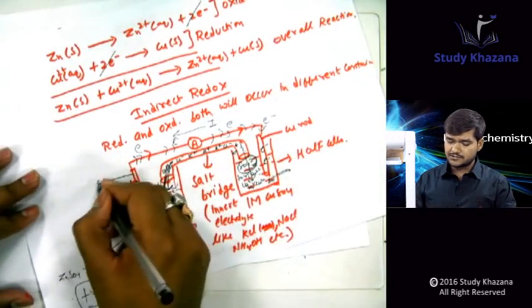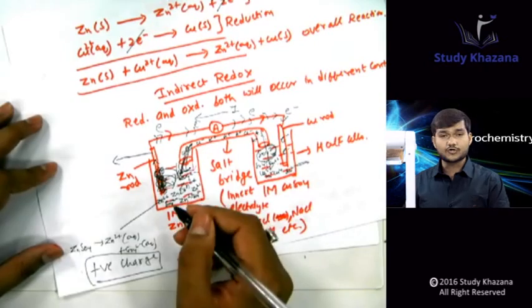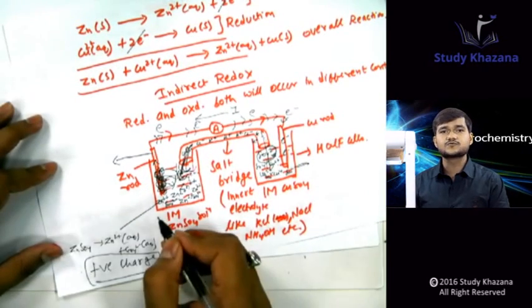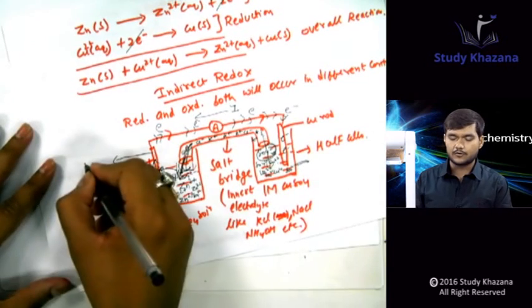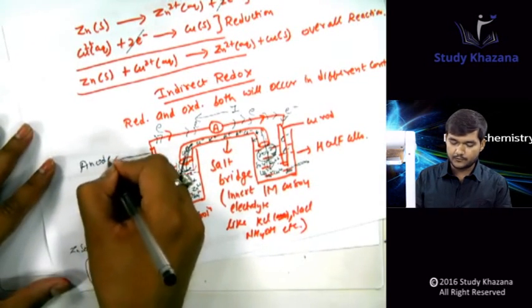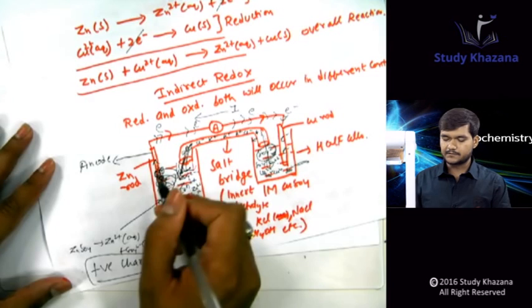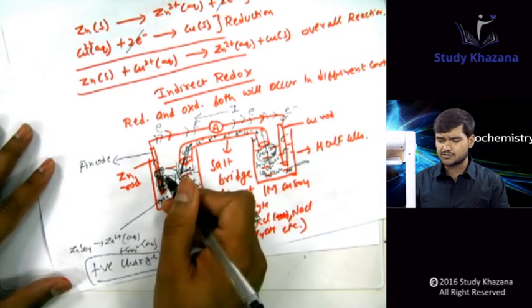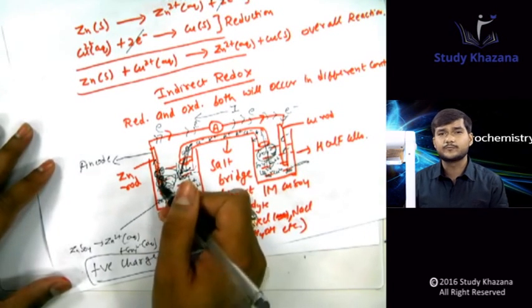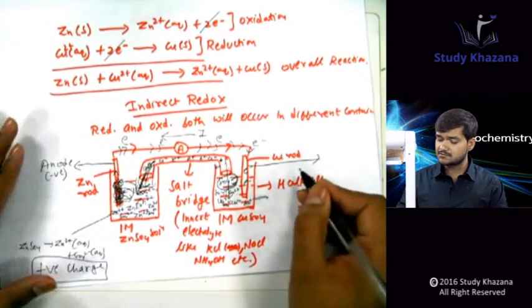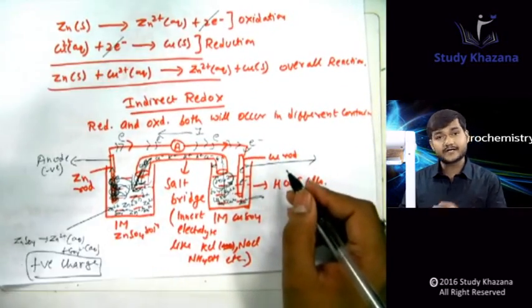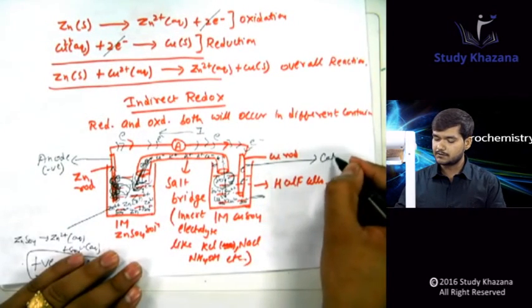Now I must tell you, the rod on which oxidation occurs, you know, zinc is losing 2 electrons. So the rod on which oxidation occurs is called anode, and it is also called the negatively charged electrode because electrons are accumulated here. And this copper rod where reduction occurs is called cathode.